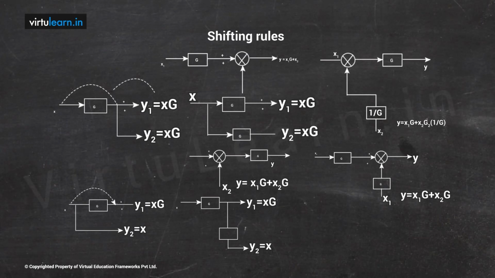Similarly, we can also shift the takeoff point after the block. When you move after the block, the procedure is the same. We need to introduce one more block. That block gain is 1 by g. So these are the shifting rules. Shifting rules are very important. In reducing a very big block diagram, we'll use one or two shifting rules.